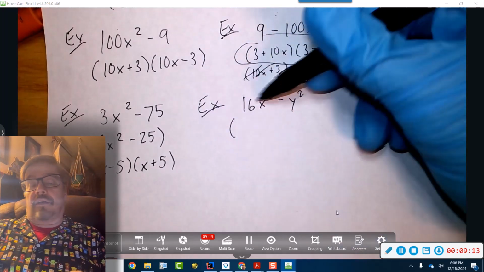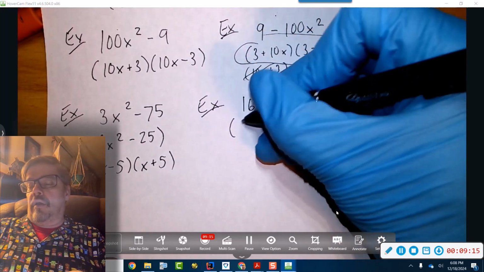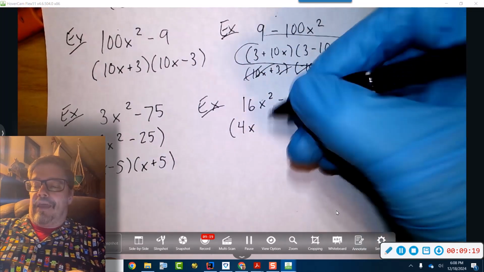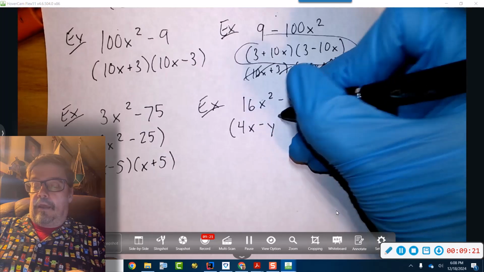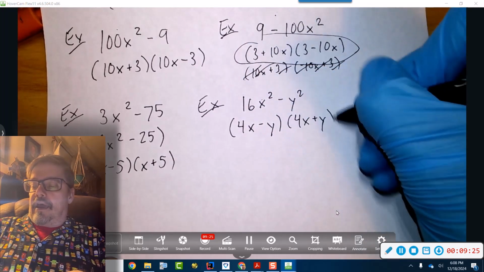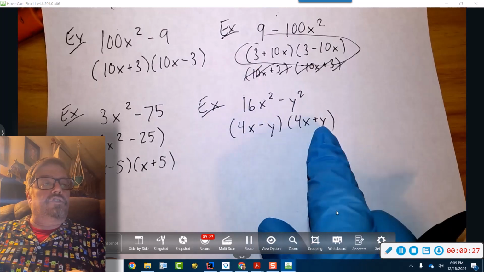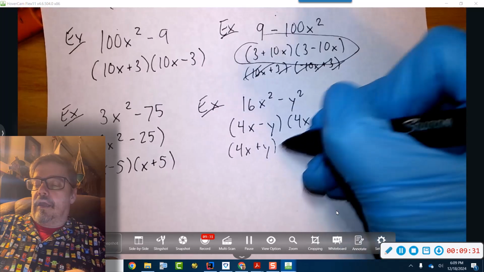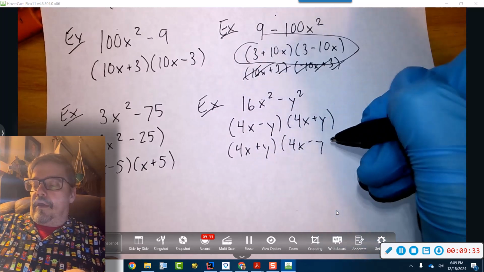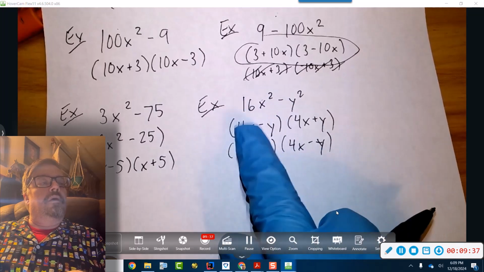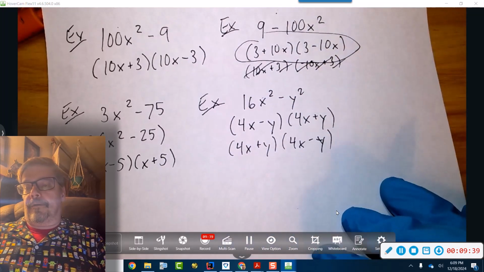So I just asked myself, what's making this 16x squared? And that would be a 4x. But what's making y squared? And that would be a y. So make sure that I have the positive and the negative version. And again, the order doesn't matter. If you wanted to write this, that would have been just as fine. Either one of these pairs is correct.